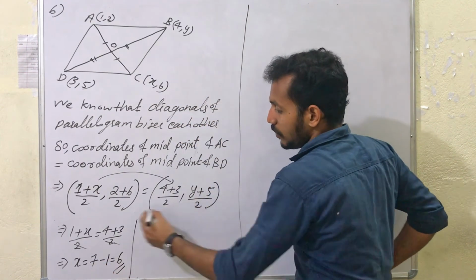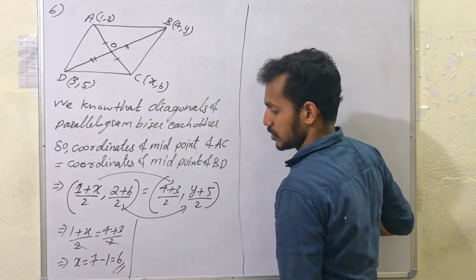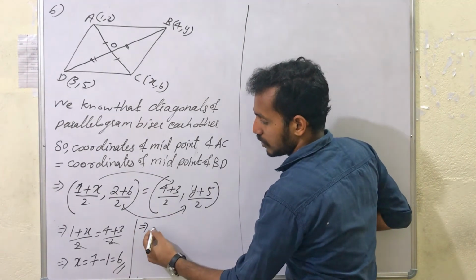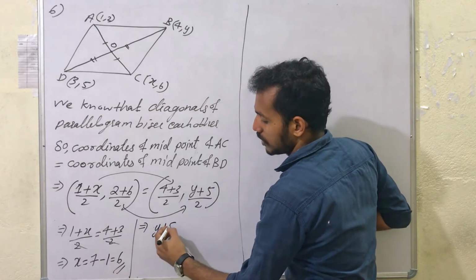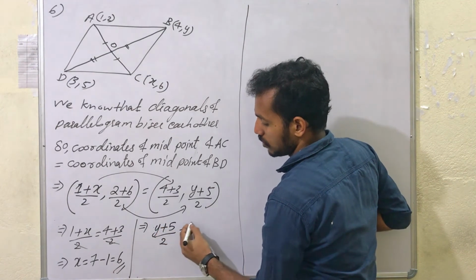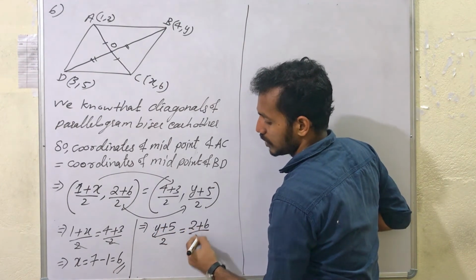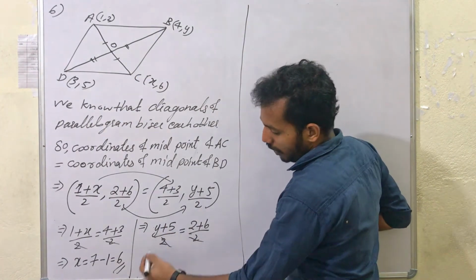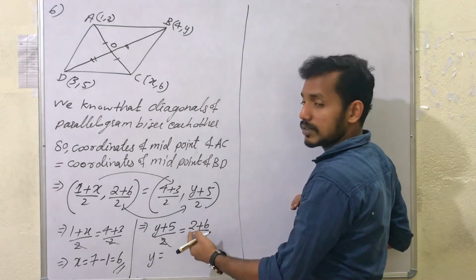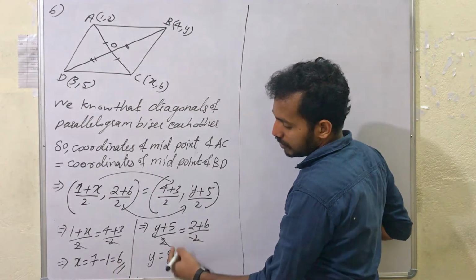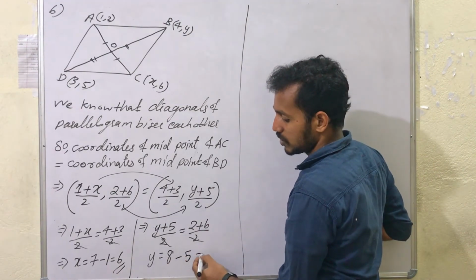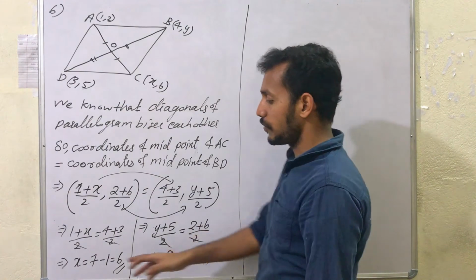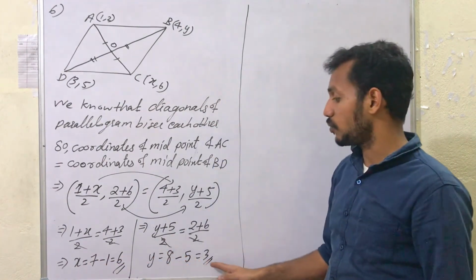Now to get the y value, take the y coordinate relation. So what we will get? (y + 5)/2, which is equal to (2 + 6)/2. Now 2 to cancel it. y is equal to 2 + 6, which is 8. Plus 5 will become minus 5, which is equal to 3. So the value of x is 6 and value of y is 3.